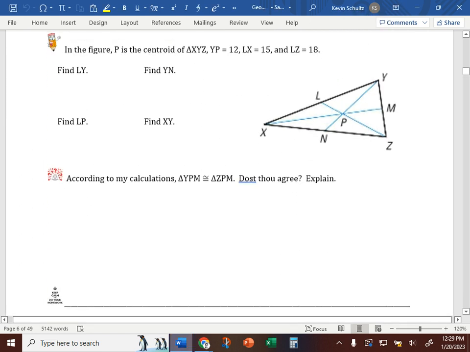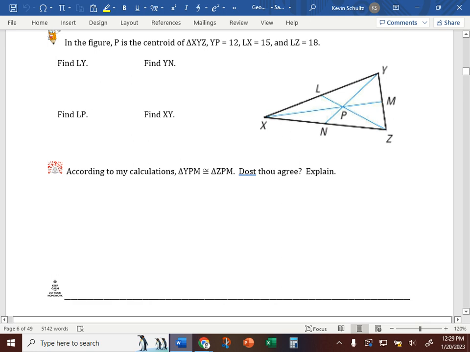In the figure, P is the centroid of triangle XYZ. YP is 12, LX is 15, and LZ is 18. And from that information, you need to find LY, YN, LP, and XY.